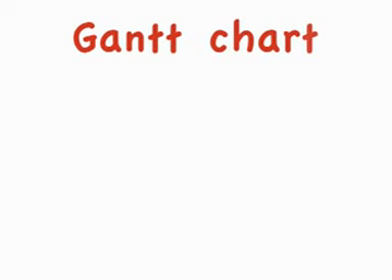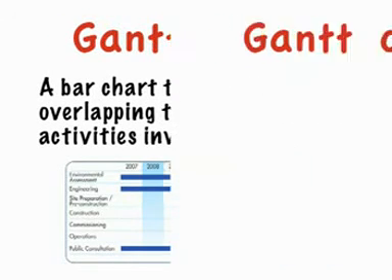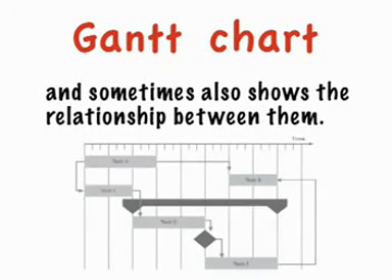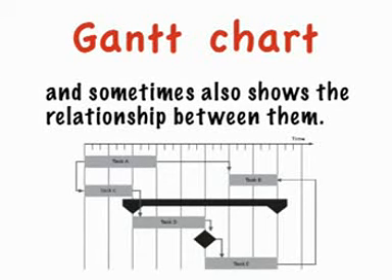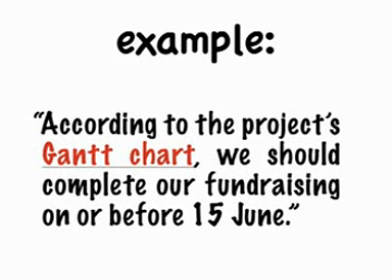Gantt chart. A bar chart that shows the overlapping timing of activities involved in a project, and sometimes also shows the relationship between them. According to the project's Gantt chart, we should complete our fundraising on or before June 15th.